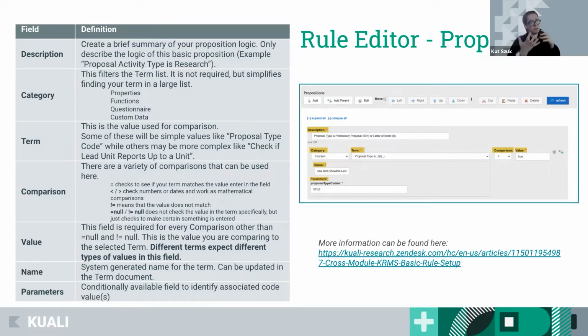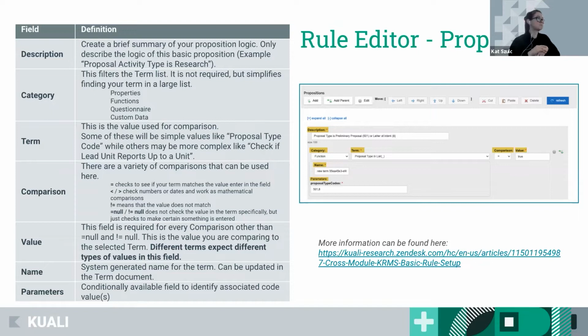In my particular example, as you can see on the screenshot, I'm saying that the proposal type is a preliminary proposal or a letter of intent. And I like to put the code values in parentheses so that if I ever have to refer back to this proposition, I know what the code values are, because the system asks me to identify those code values below here. I just want to have that information readily available without having to go back and figure out what code value I used. Those are some best practices around naming conventions that I like to implement and encourage others to use as well.